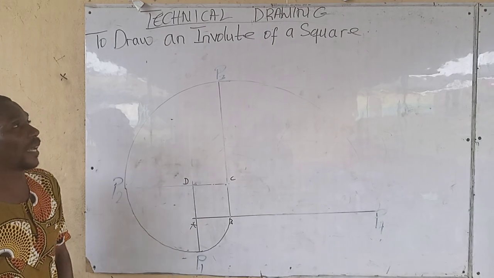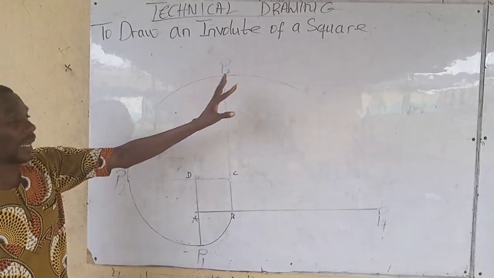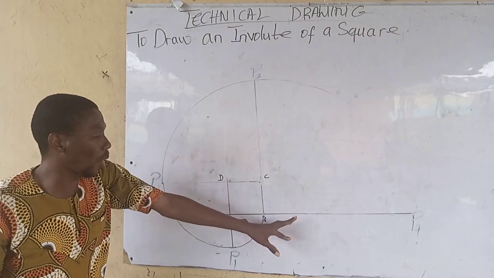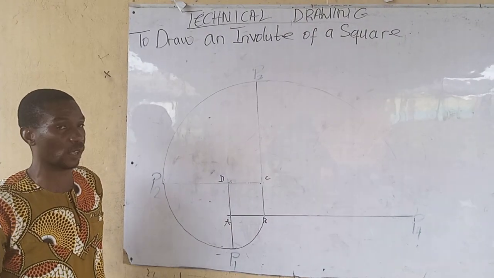That is the involute of a square. This is how we draw or we construct an involute of a square.